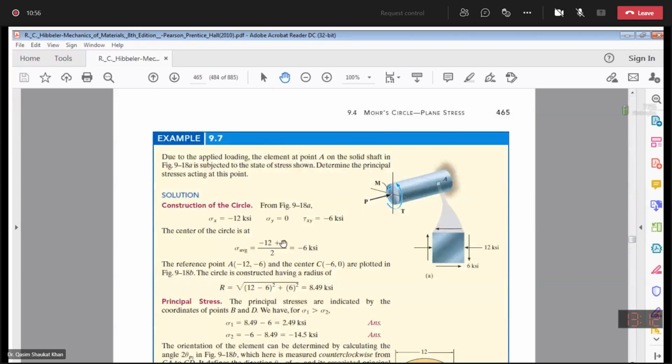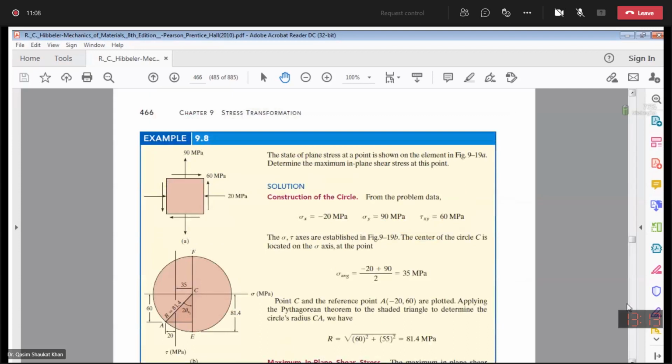But based on the same data, which is for example 9.8, we will calculate the principal stresses and the orientation of the principal planes. So let's start with example 9.8. Remember one thing, the practice problems which you will do will also be related to the SI system. We are not going to do FPS, so we just want to focus on one system which is commonly being used.